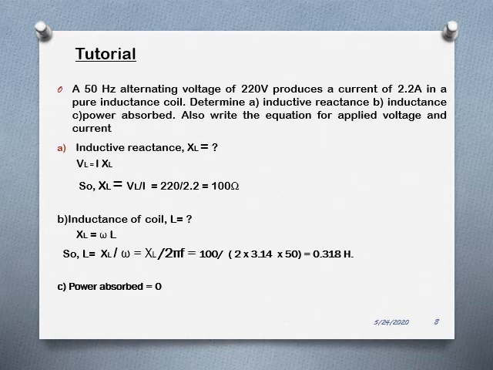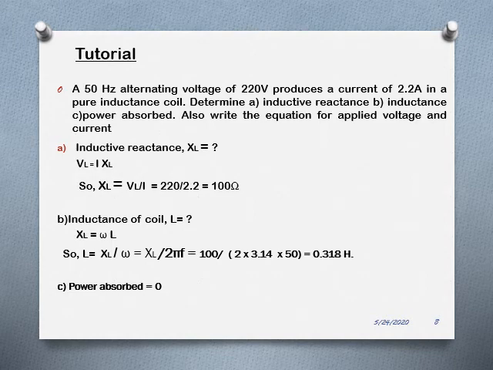Now let's see how to solve one problem of a pure inductive circuit. The question says a 50 Hertz, that is frequency, alternating voltage of 220 volt. This 220 volt is nothing but the RMS value of the voltage. It produces a current of 2.2 ampere, again the RMS current in a pure inductive coil. So you have to determine the inductive reactance, that is XL. Then inductance, that is capital L. And the power absorbed. Also write the equation for the applied voltage and current.